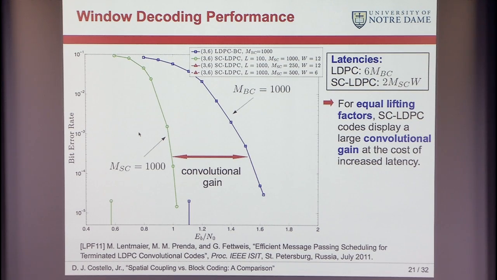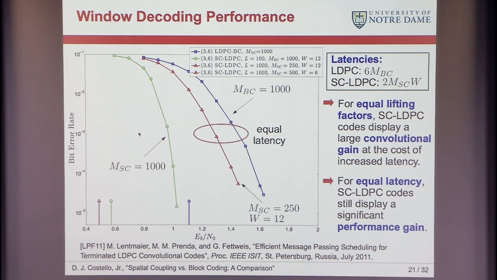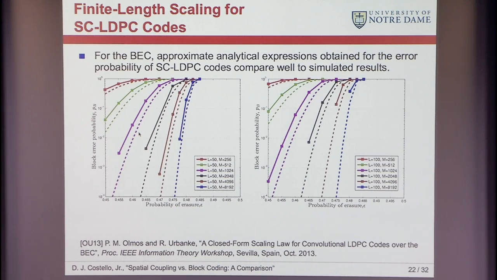But if you do it on an equal latency basis, so you would make the lifting factor smaller, depending on the window size you're using, so that the latencies are the same, you still get a gain, a couple tenths of a dB. And you can play with the lifting factor and the window size to try to get as much gain as you can for the spatially coupled code. This is a kind of flexibility that's not built into the block code.